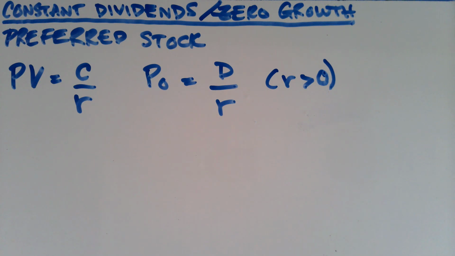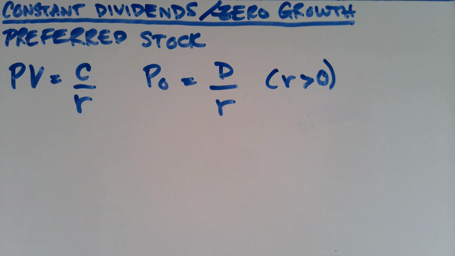Well, we can move that over into the world of stock and just change present value over to P sub 0, meaning the price today, is equal to D, the amount of that annual dividend, divided by R, the amount of annual required return. And note that R must be greater than 0.